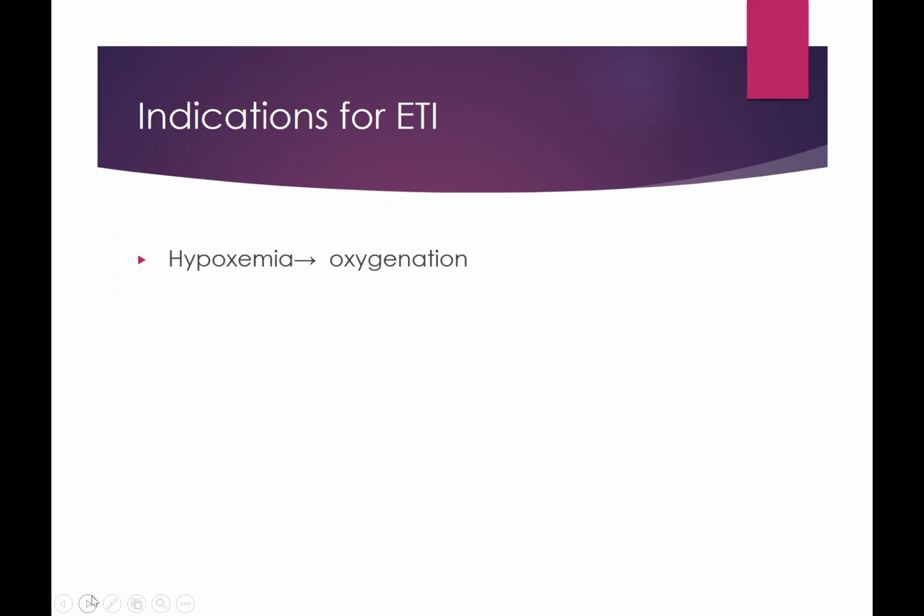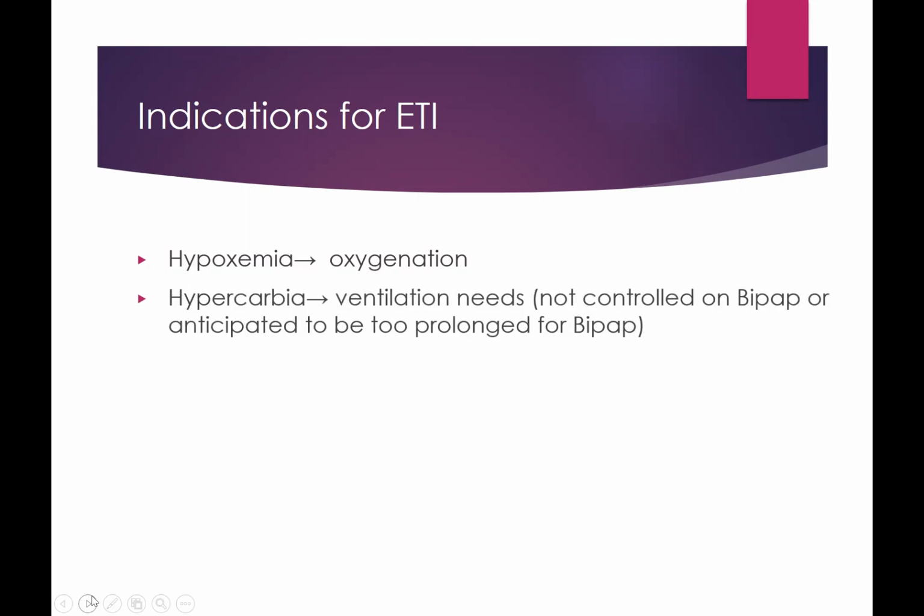One, they are hypoxic. They need help with their oxygenation. The second category is hypercarbia or hypercapnia. They're having a ventilation problem, and this is a ventilation problem that we really can't control on BiPAP, or it's too severe to be alleviated by BiPAP. So 1 and 2 are the big indications. For more information on oxygenation and ventilation, I encourage you to see the respiratory lecture that I've put out.